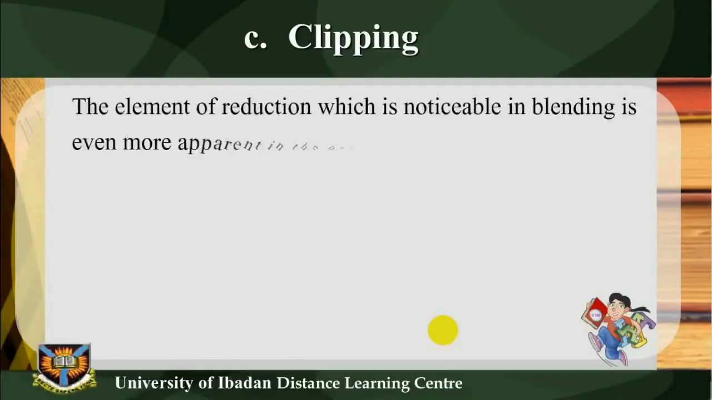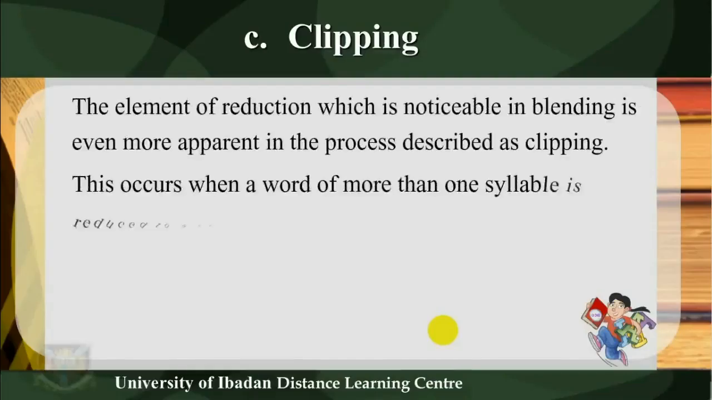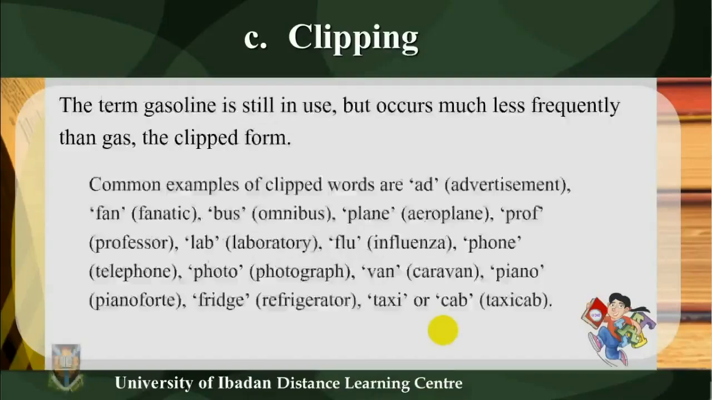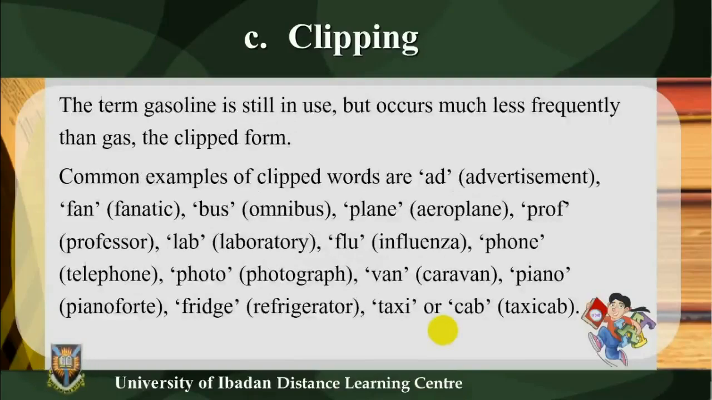C. Clipping. The element of reduction which is noticeable in blending is even more apparent in the process described as clipping. This occurs when a word of more than one syllable is reduced to a shorter form. Often in casual speech, clipping involves the deletion of initial morphemes or final word segments. The term gasoline is still in use but occurs much less frequently than gas.